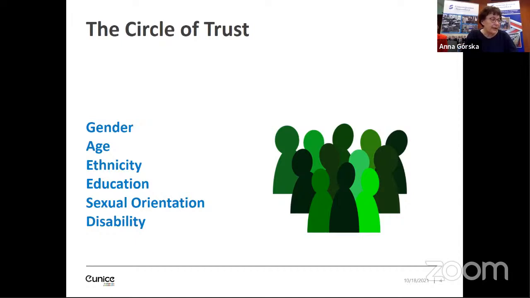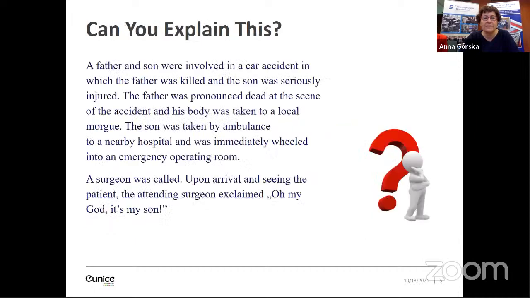And these two first activities, the circle of trust and the first one, the tag game, show us one type of bias. This is the type of bias that is called affinity bias. And now, this is the last activity before I begin talking about implicit bias, this riddle. If you know the answer to this riddle, please don't say it. But first, please read this story and try to answer the question that you have on top. Can you explain this?